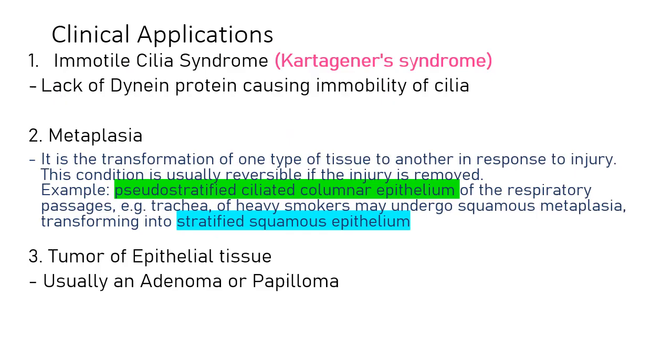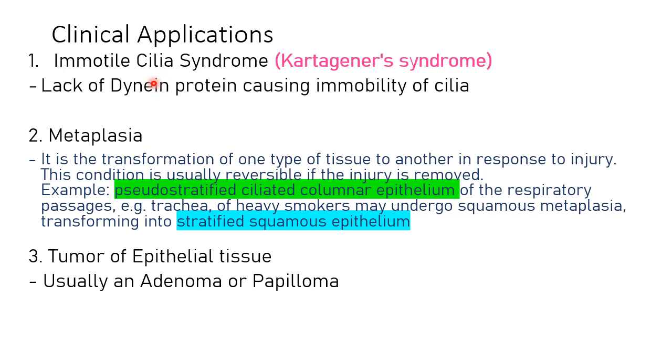Hope that makes sense. Then let's look at some of the clinical applications of epithelium. In short, what are some of the diseases, or what can go wrong with epithelial tissue? Number one, we have immotile cilia syndrome, or Kartagener syndrome. This is the disease where one lacks dynein protein, causing immobility of the cilia. Dynein protein is the one that causes movement of the cilia. So if you lack this protein, the cilia will be immotile, meaning that the cilia won't be moving.